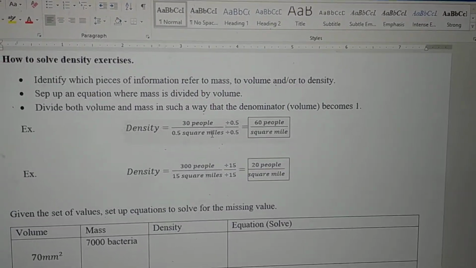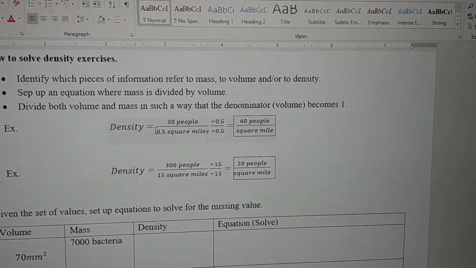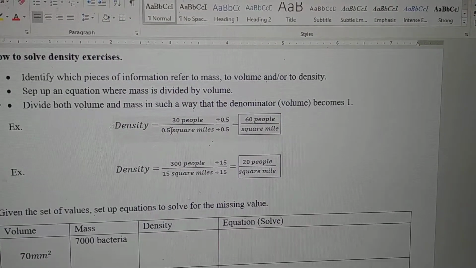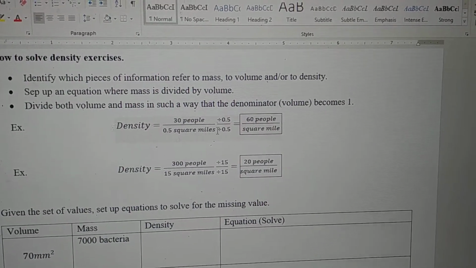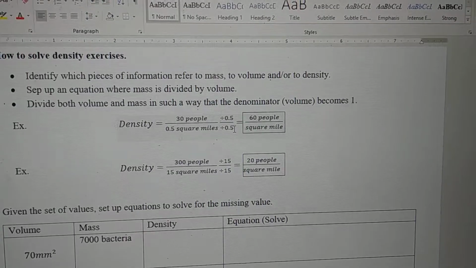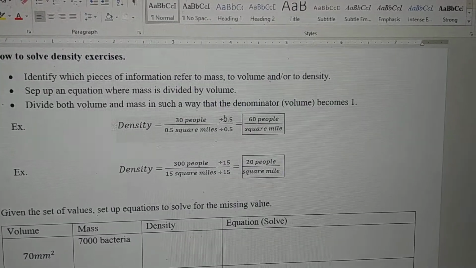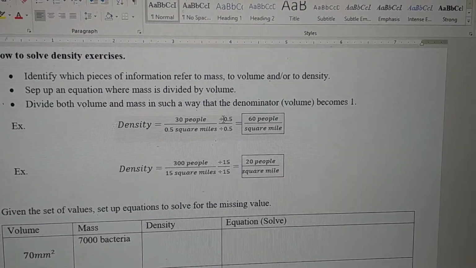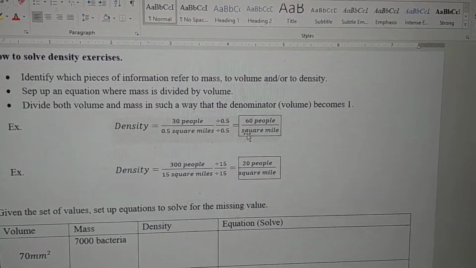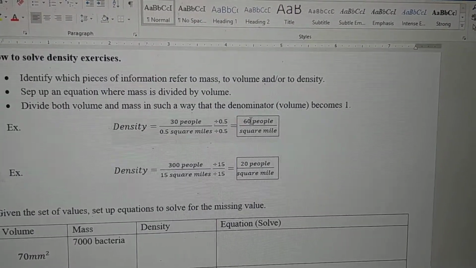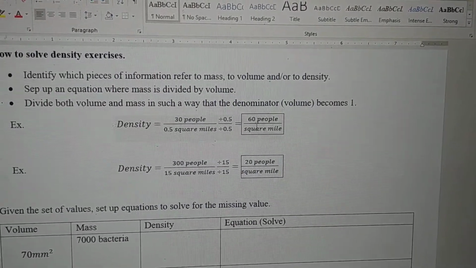Now here's the tricky thing. You have to solve this in such a way that the denominator, 0.5 square miles, becomes 1. So the question is, what can I divide 0.5 by to make it 1? What do you divide a number by to make it 1? Divided by itself. That's why I'm dividing here. I'm dividing the bottom by 0.5, and what I did to the bottom I also did to the top, so I also divide the numerator by 0.5. 0.5 divided by 0.5 gives me 1 square mile, and 30 divided by 0.5 gives me 60 people. So my density equals 60 people per square mile.